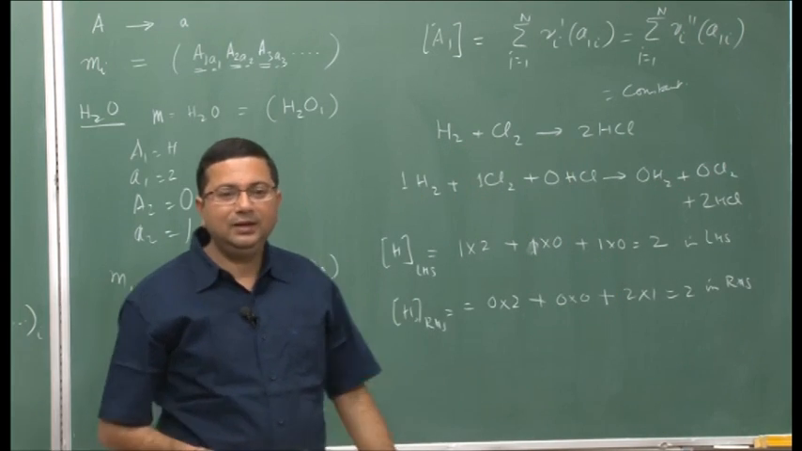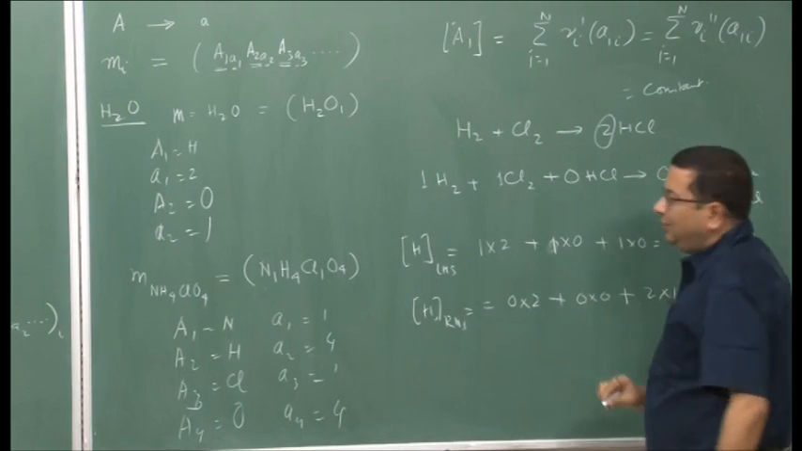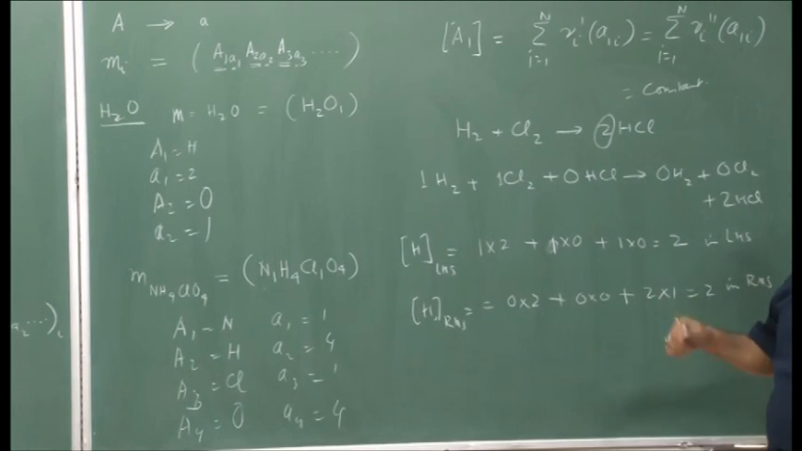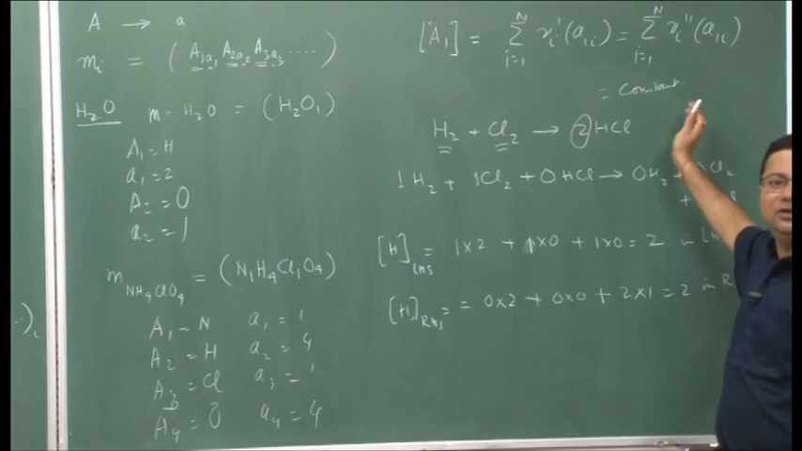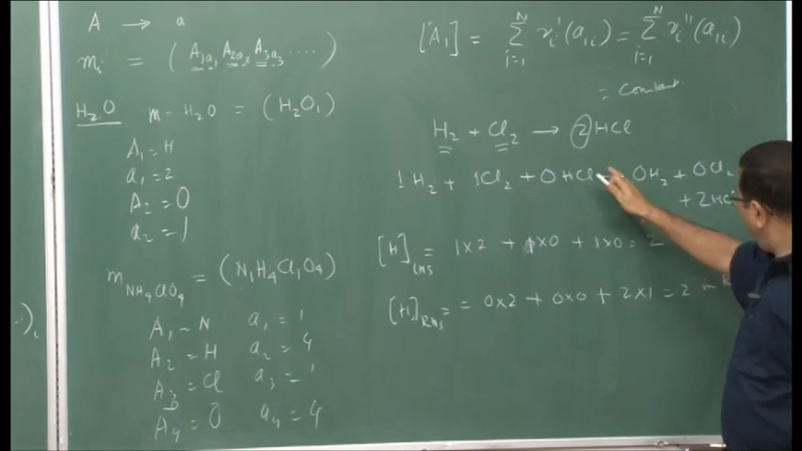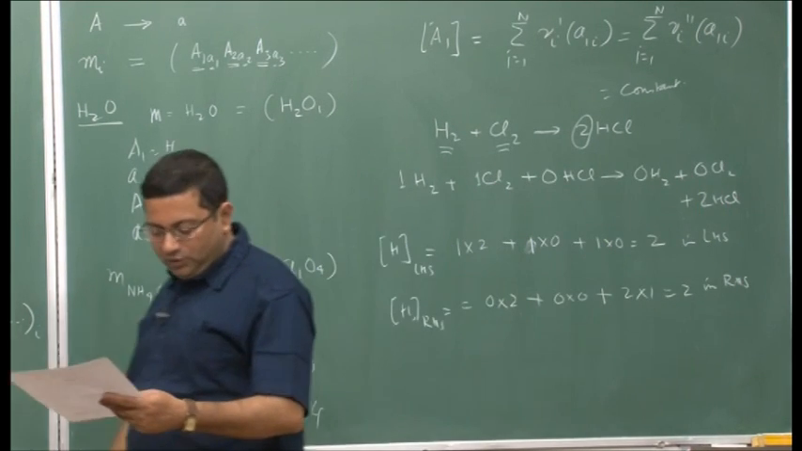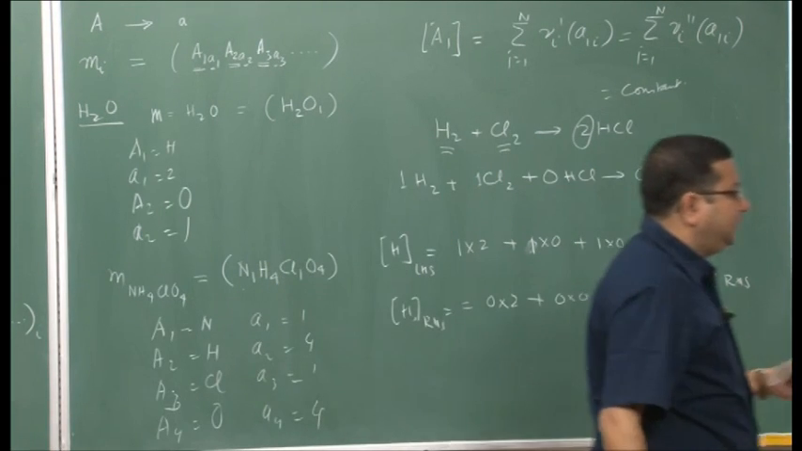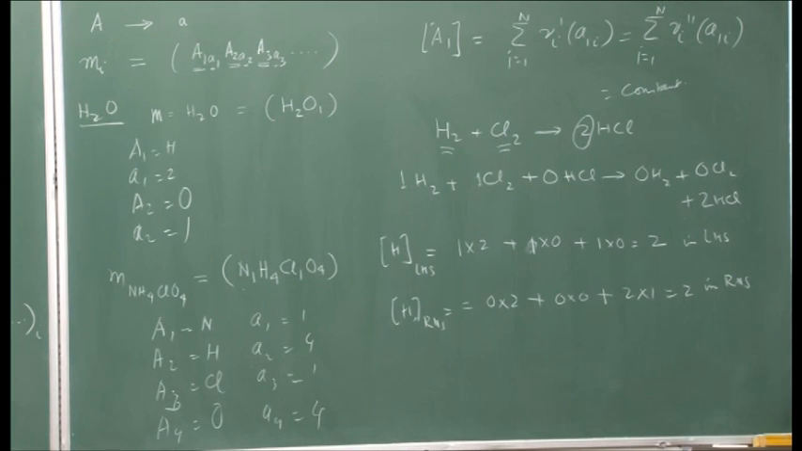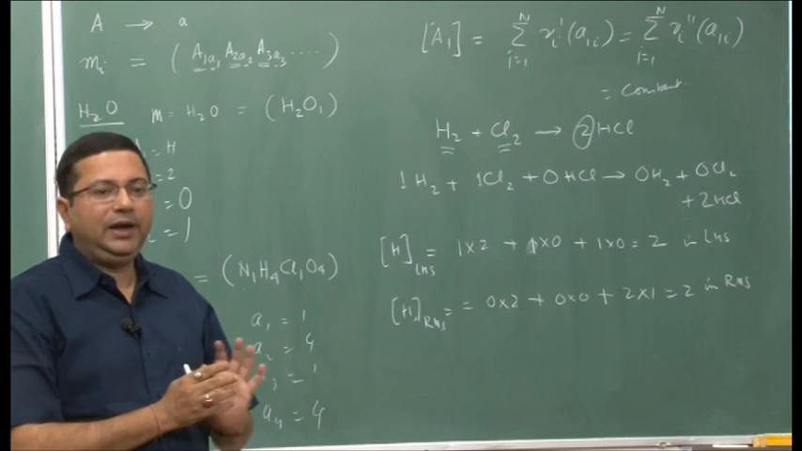Now, in reality here I have started with 2, but 2 may not be known. What will be known to us is that we have 1 mole of hydrogen and 1 mole of Cl. How many moles of HCl will be produced? So, we do it like this. We find out that 2 moles of HCl will be needed to balance this reaction. Okay. So, this is one set of equations that we will get. Now, keep this in mind.